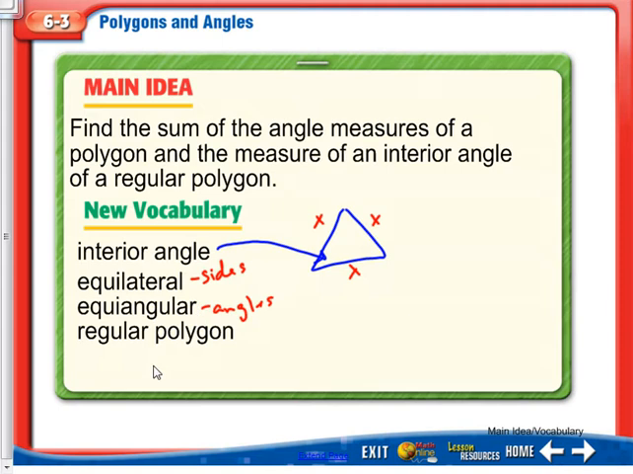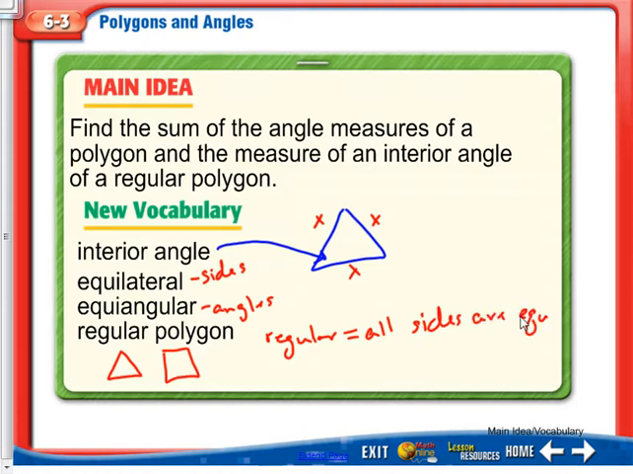A regular polygon would be like an equilateral triangle. We'd also have a square. So we have our equilateral triangle, and we have a square. That's a regular polygon. Regular means all sides are equal, and it means all angles are equal. So, think about a stop sign. A stop sign is a regular octagon. We have 8 sides there on the stop sign, and this is a poor picture of it, obviously, but we have 8 sides, and all sides are equal, and all angles are equal.